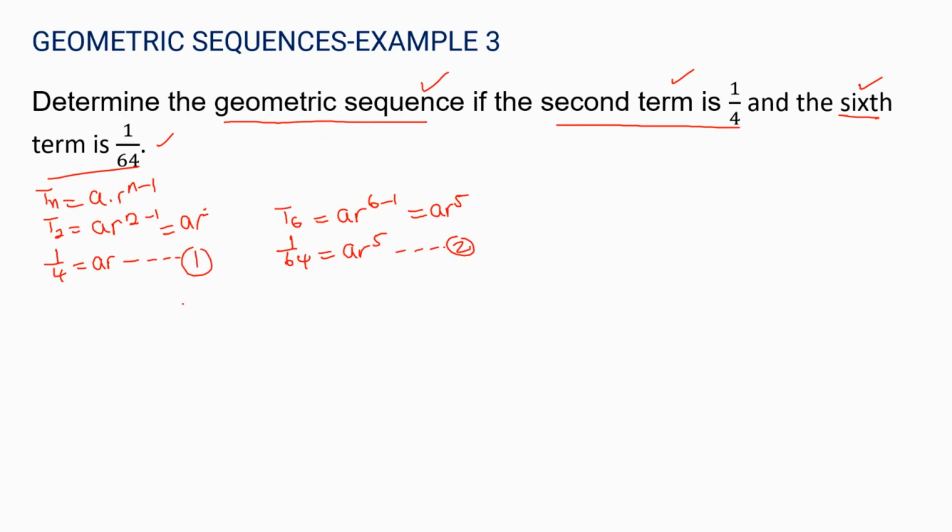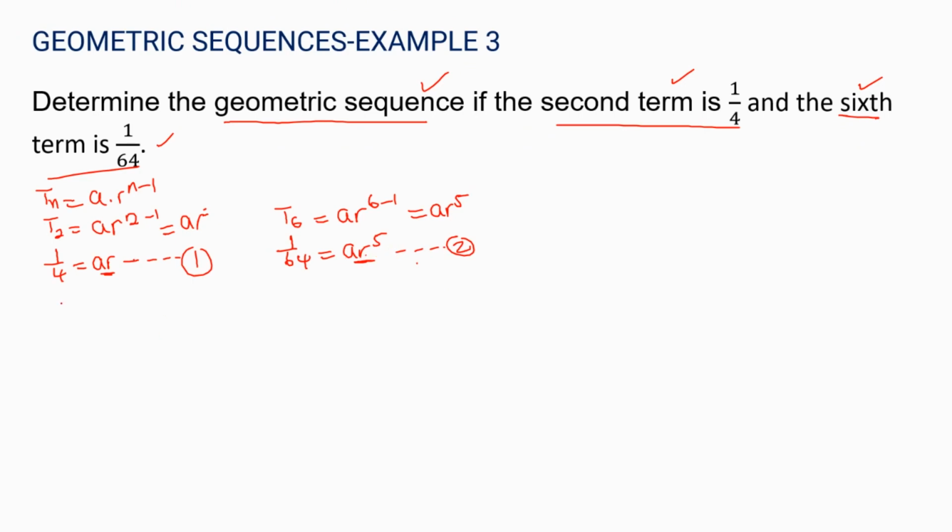What do we do? We can find R by dividing equation 2 by equation 1. We can also divide equation 1 by equation 2, there's no problem with that. But just an advice from me, it's not a must that you do this: divide the power of base R with a larger exponent, which is this one, by the one with a smaller exponent, which is this one. So it would be better if you divide equation 2 by equation 1.